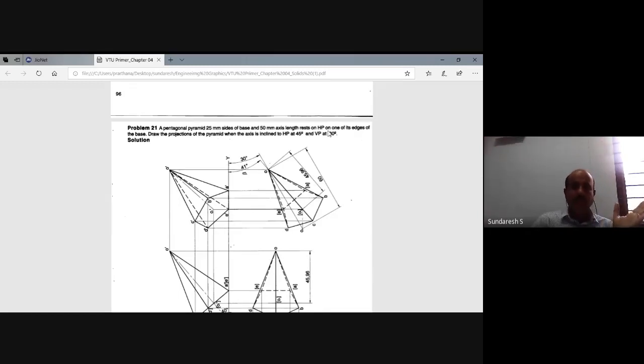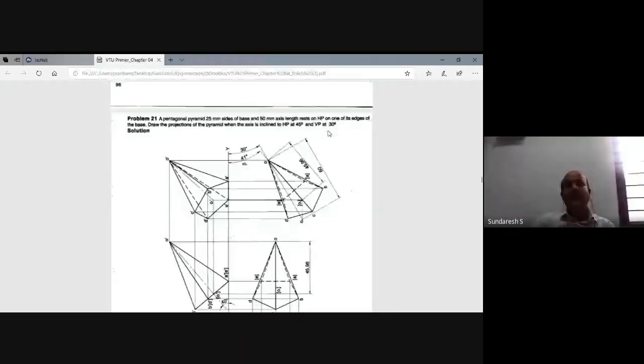Now the condition here is the solid is resting on HP on one of its edges of the base. So you can draw the top and front views in the initial position. In the second position, we have to satisfy the condition that the axis is inclined to HP at 45 degrees, and draw the corresponding top and front views. And the third condition is the axis, already inclined to HP, is also inclined to VP at 30 degrees. When it comes to the third position, we have to consider the candidate for the final problem.